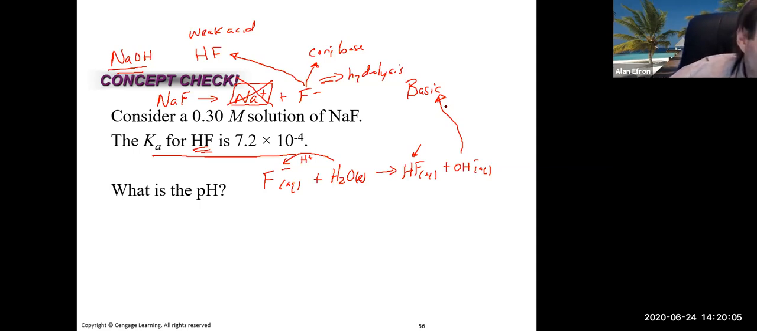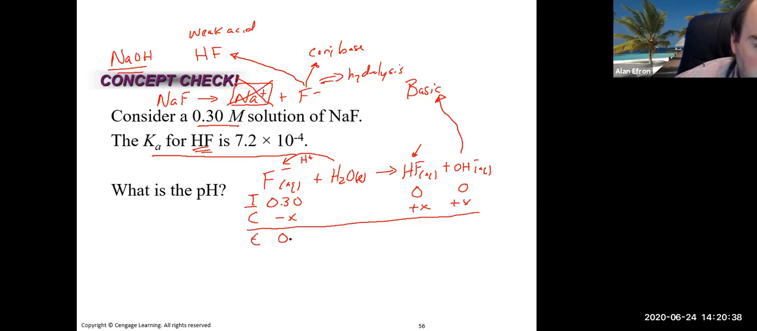So to solve these problems, we're going to use our good friend, the ice table, because what else would we use in this class? We have 0.3 molar sodium, and it's a one-to-one relationship between the sodium ion and the fluoride ion, which means the fluoride ion is 0.3 molar as well. We're going to do 0 and 0 on these guys, then minus x, plus x, plus x, and we're going to go 0.3 minus x, x, and x. Any questions on the ice table?